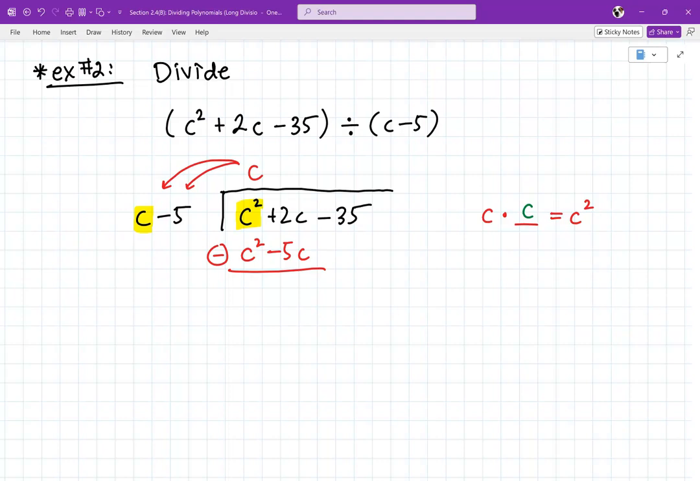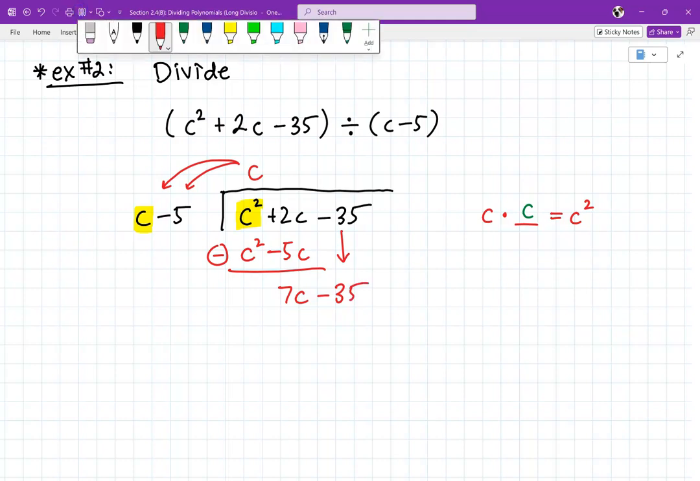What's 2c minus, so I'm doing 2c minus negative 5c. Minus a negative means plus. So in other words, 2 plus 5, right? That's 7c. And then I drop the negative 35.